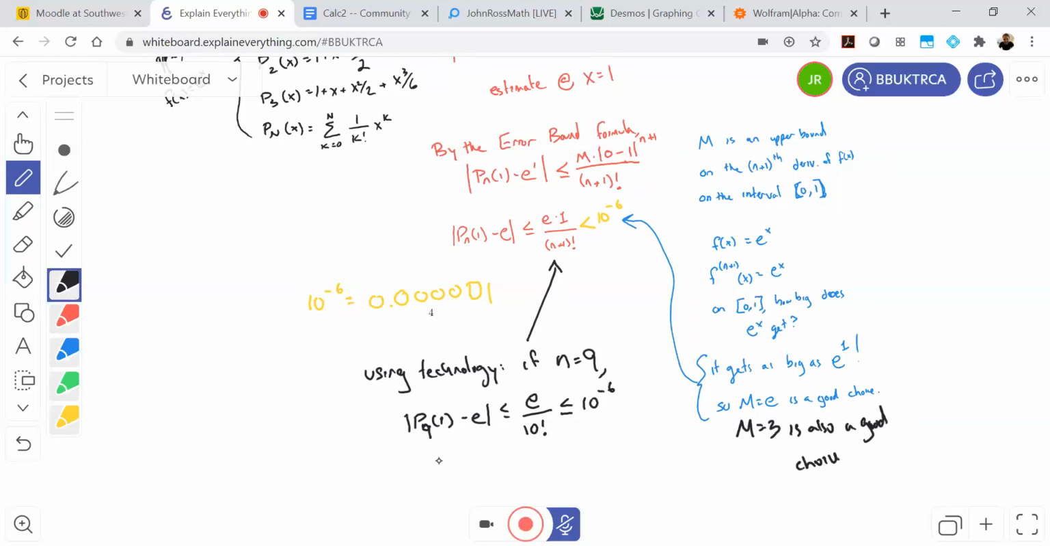It just has to be some upper bound. It doesn't have to be the least upper bound. M equals 10 is also a great choice, maybe even a better choice because 10 is a nice round number. As long as I'm verifying that my number in question is bigger than any value of the n plus 1's derivative on the interval in question, I'm okay. So m equals e, m equals 3, m equals 10 would all be excellent choices here.